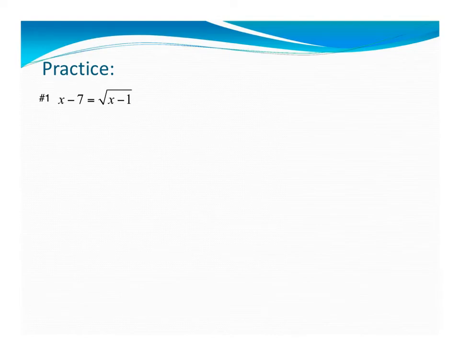Well, this one looks a little different. Now, this one's exciting. Let me tell you what. All right. I have my radical all by itself. There's no coefficient here. There's no number added outside. It's all by itself. I'm ready to square both sides to get rid of that square root.